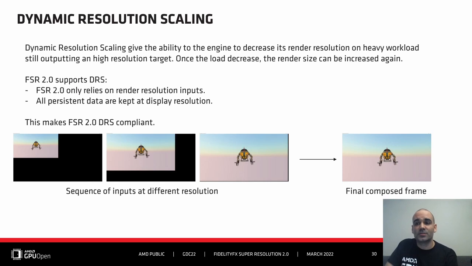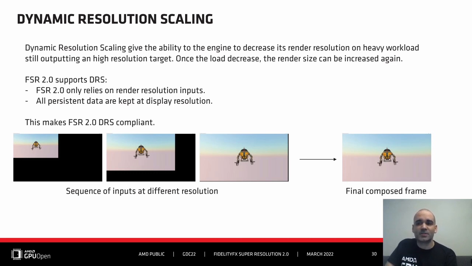Now, moving on to DRS. Dynamic resolution scaling is the ability for a game engine to adapt the rendering resolution to the current load of the game. Think of explosions with complex particle effects, for instance, that are possibly resulting in slowdown. One way to gain performance back is to render heavy scenes at lower resolution. Once the load decreases, the render resolution can be increased again. The final frame must obviously still be of the same size.